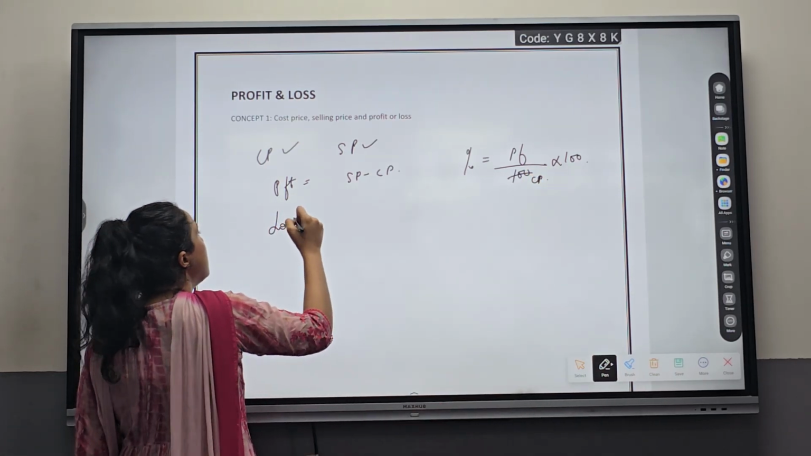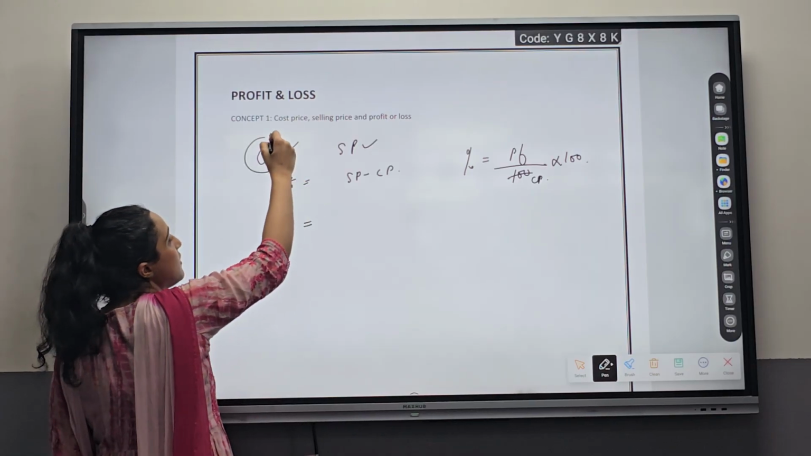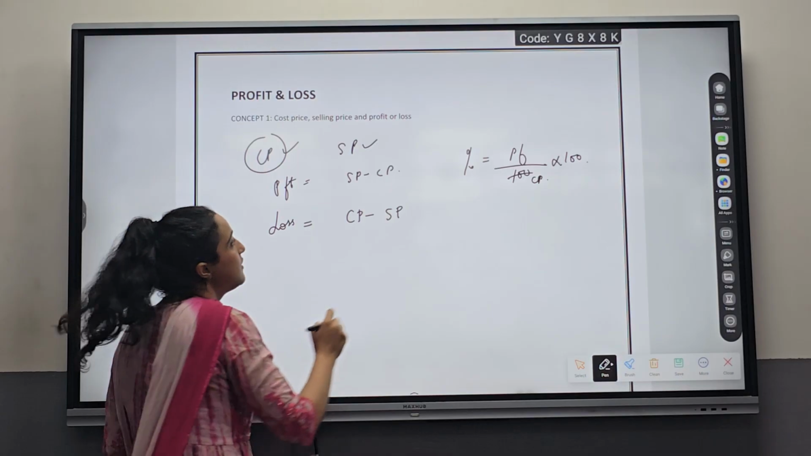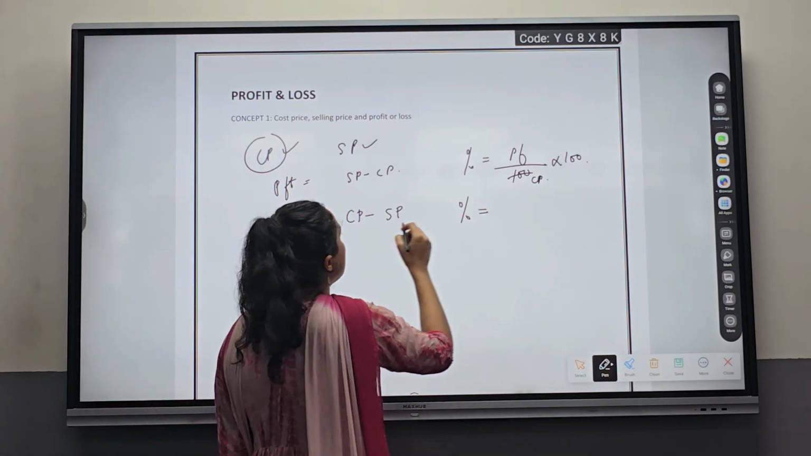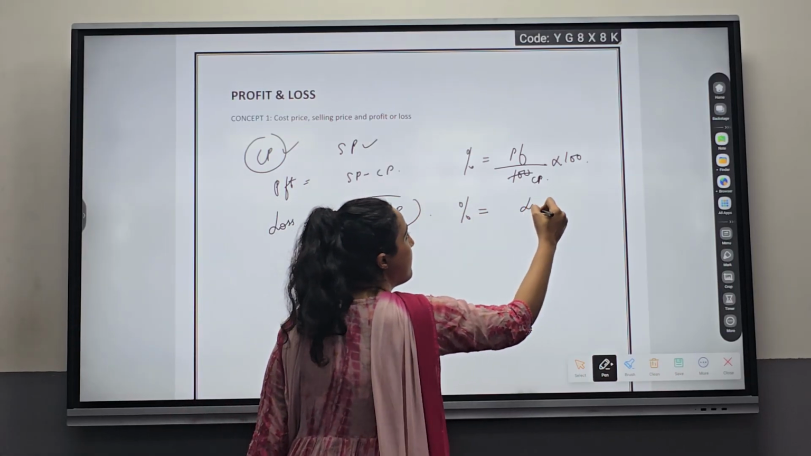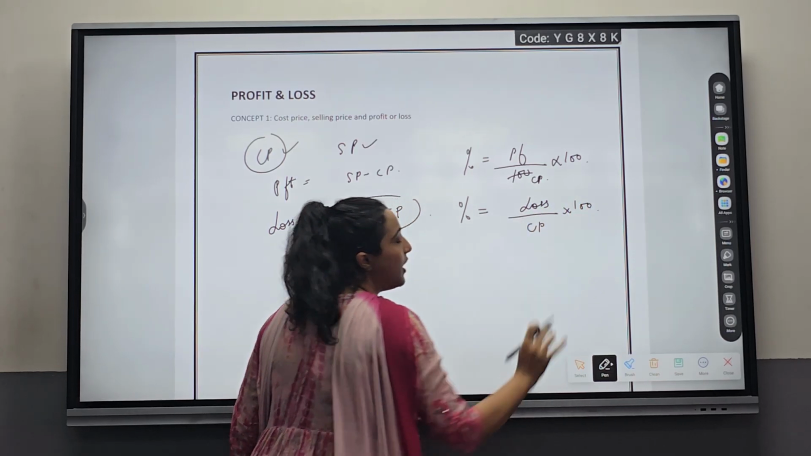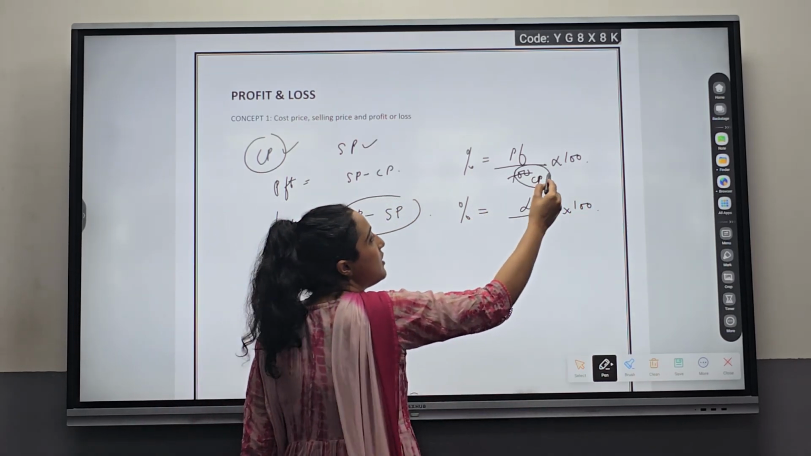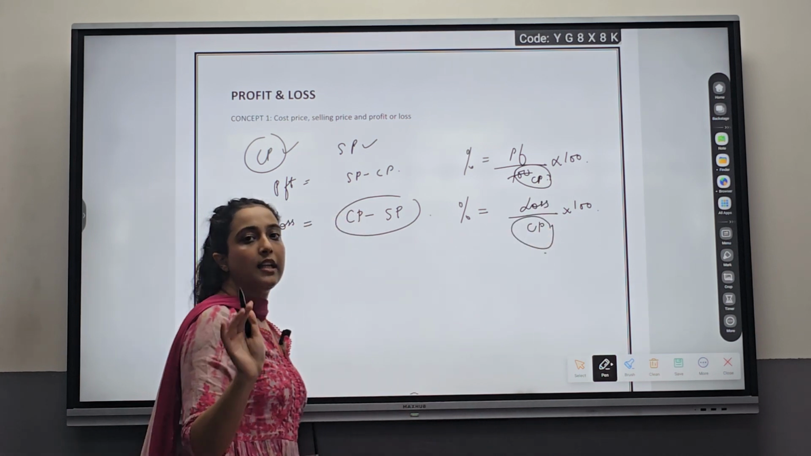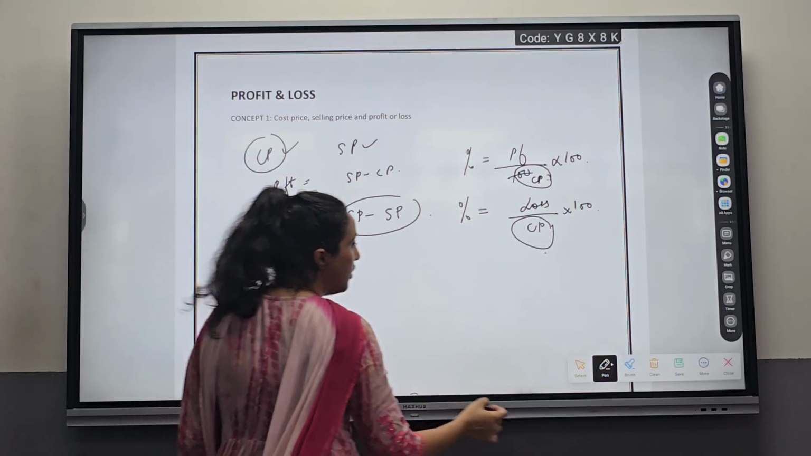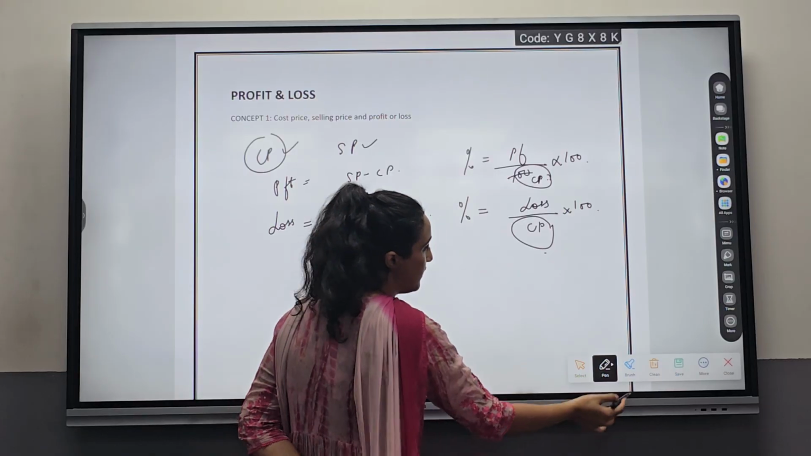What is loss? Loss is when cost price is more, right? So loss will be cost price minus selling price. What will be loss percentage? Loss percentage will be loss divided by, again, cost price multiplied by 100. Always cost price will be the denominator until and unless it is mentioned otherwise in the question. Okay, so now let's move on to the first example.